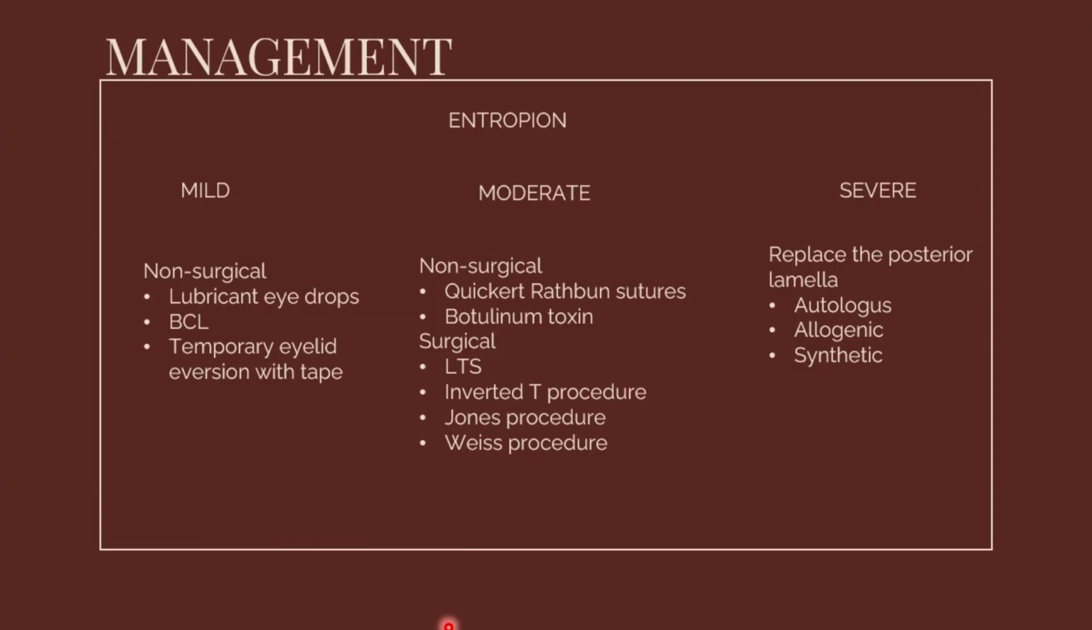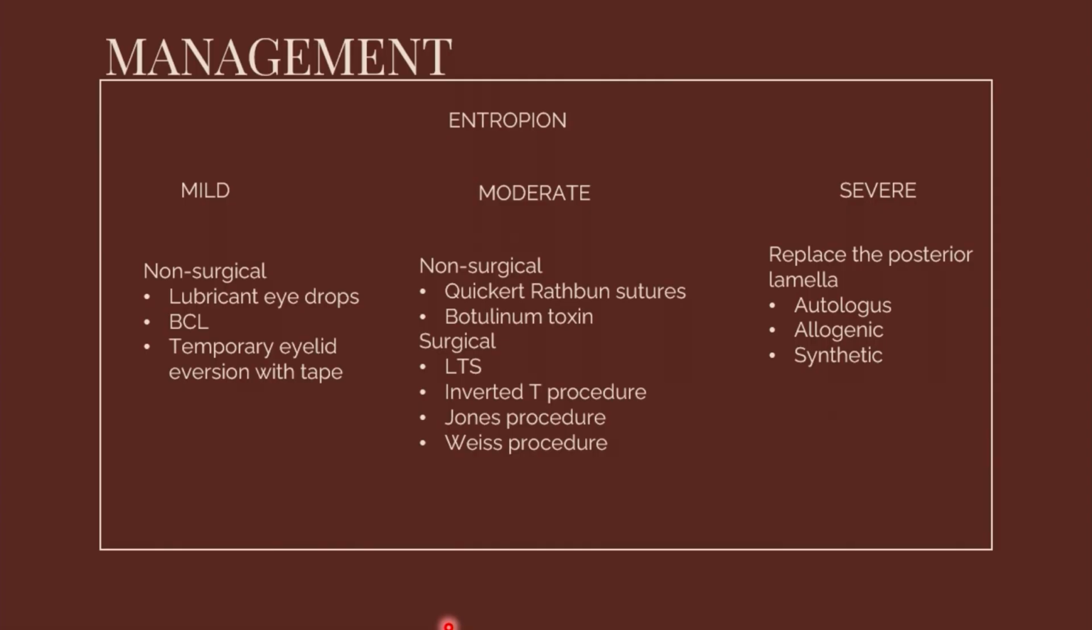This is all when there is an underlying cause. You don't give BCL in all cases unless there's something happening with the cornea, right? So that you can do taping in mild cases, that is there. And lubricants you just give to ensure that the entropion is not going to cause any further corneal or ocular surface problems.